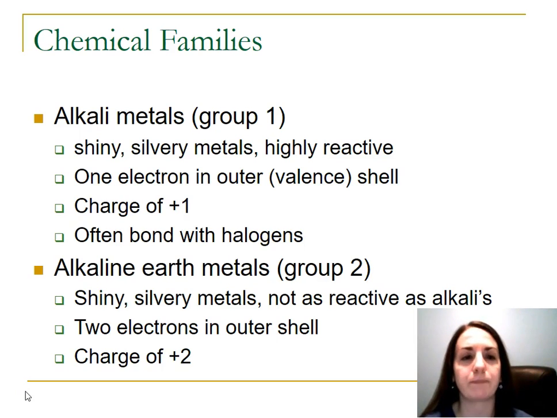Next we have the alkaline earth metals, so the group 2, the next group over. These metals are very shiny, silvery metals as well, but they're not quite as reactive as the alkali metals. And that's because they have 2 electrons in that outer shell. So when they form ions, they will tend to have a charge of +2. So they like to give away their electrons.